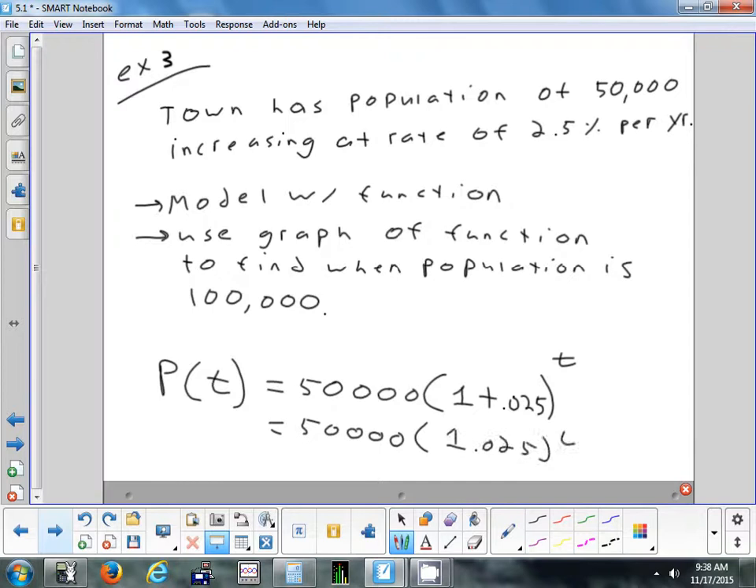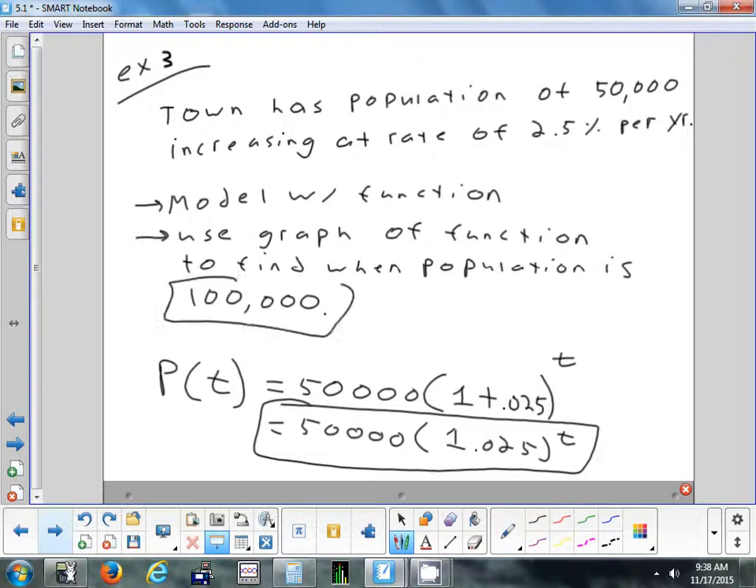1.025 to the t. There's your formula that gives you your population as a function of time. And now the question is, I want to know when this population hits 100,000. So where would you plug that in? Would you plug that in for t, or would that be p of t? Yeah, that's your population.